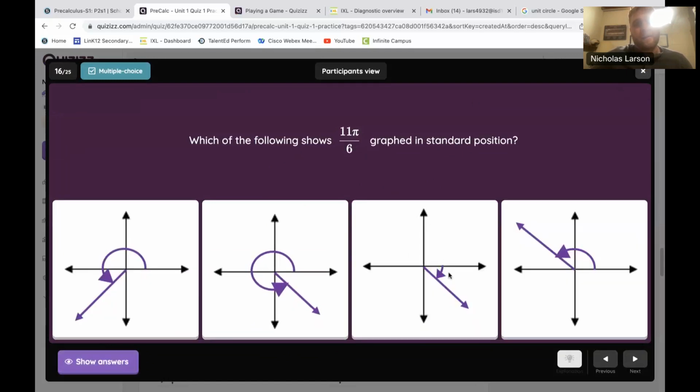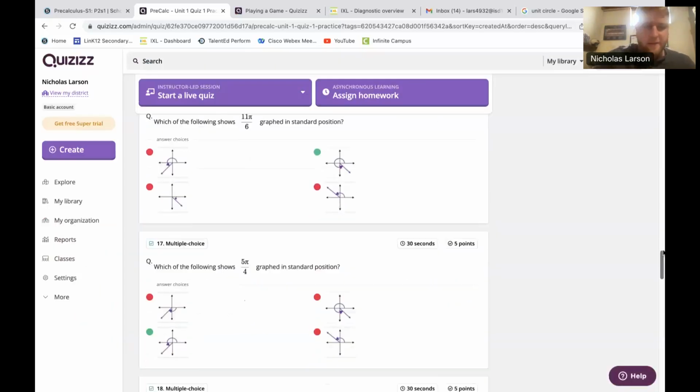Oh, I guess we didn't, because this would be a negative angle. This would be negative because it went left. We need it. So they're the same angle. They're coterminal, but we need to make sure that we're going the standard position. So Mr. Larson almost made a silly mistake there.